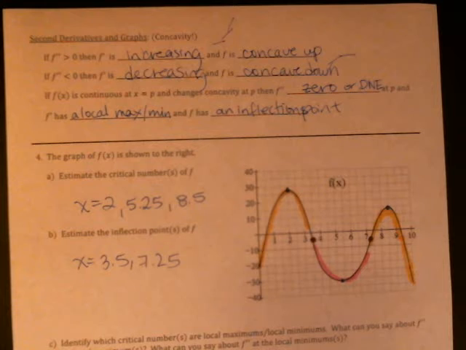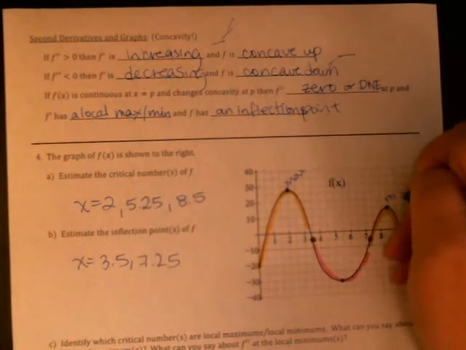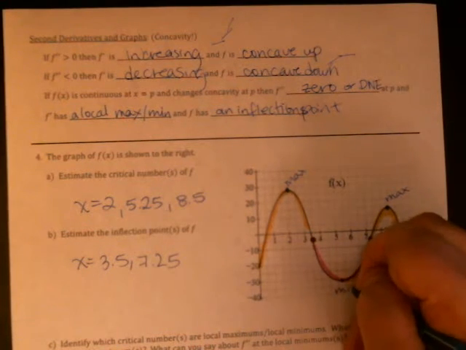Okay, identify which critical numbers are local maximums and minimums. What can you say about the second derivative at the maximums and the minimums? So we have a max, and a min.